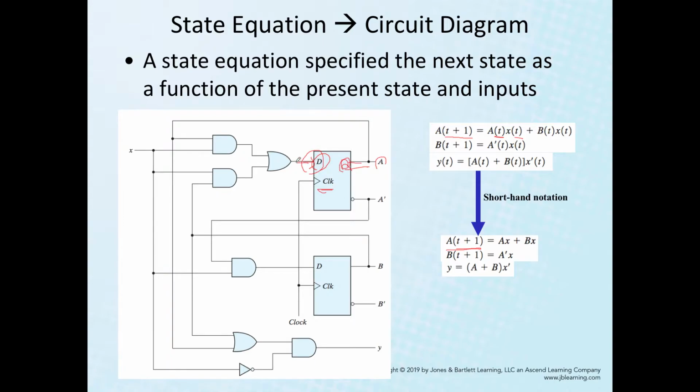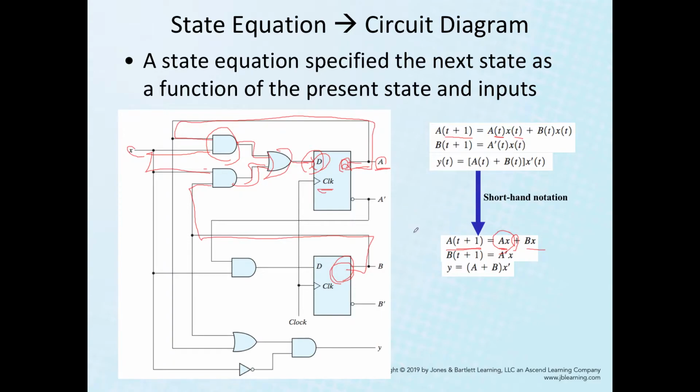Currently D has an OR gate. The OR gate has two inputs. The first input is a product, an AND of the current Q, which is A, and X. So AX is one of the OR inputs. The other OR input is X and the current value of flip-flop B, so BX. So that's a state equation.